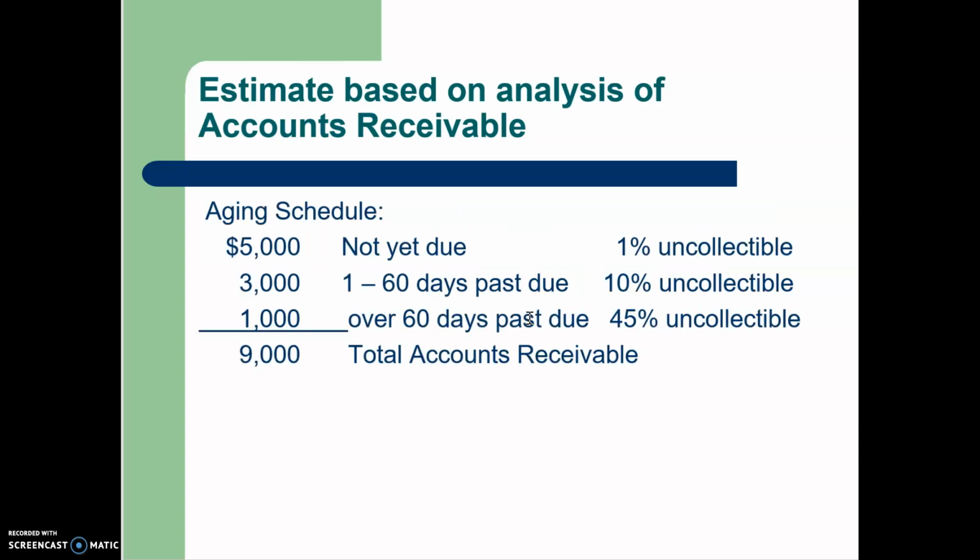So here's an example. We've got $9,000 in accounts receivable. When we put it into categories, 5,000 of our customers' accounts are due after the end of the period. Of the 4,000 that were already due and the customer didn't pay us before the end of the period, 3,000 are 1 to 60 days past due, 1,000 is over 60 days past due. And we have estimated the percent from each of the categories that will not be collected.